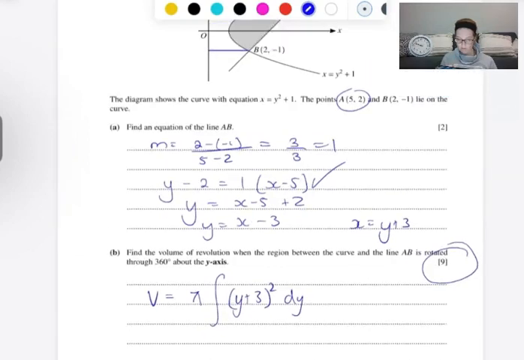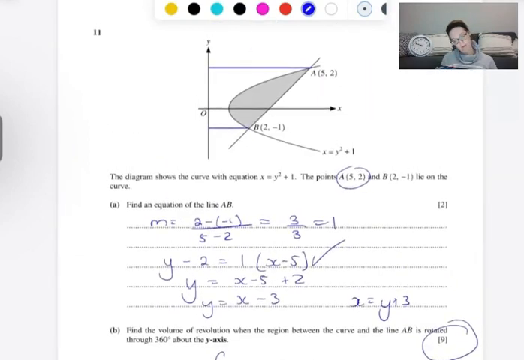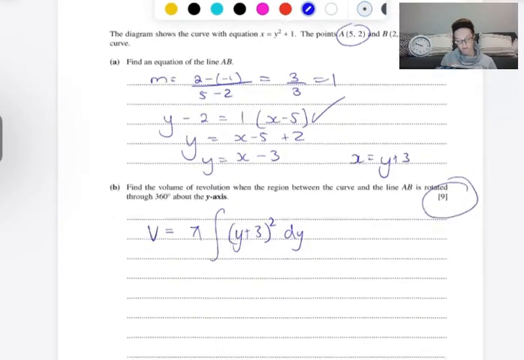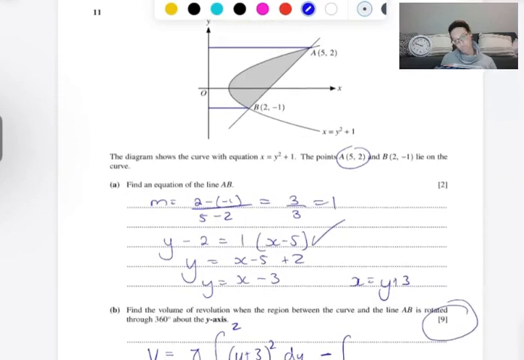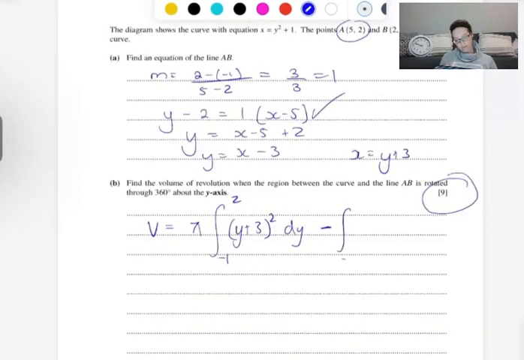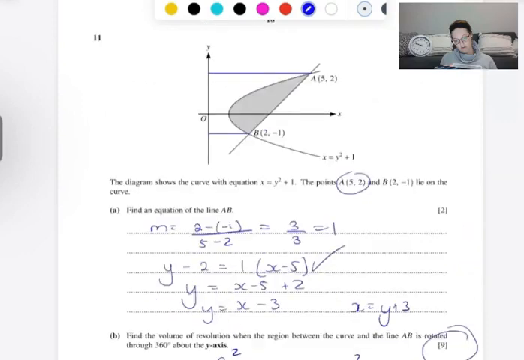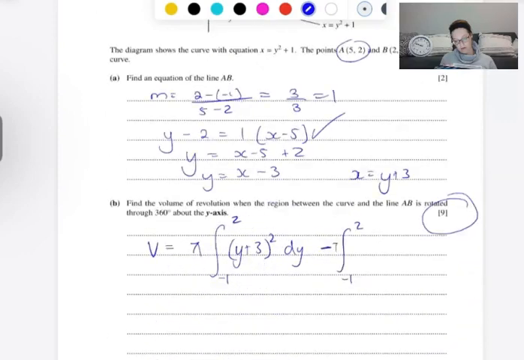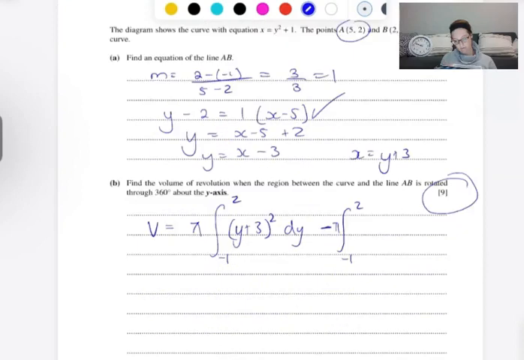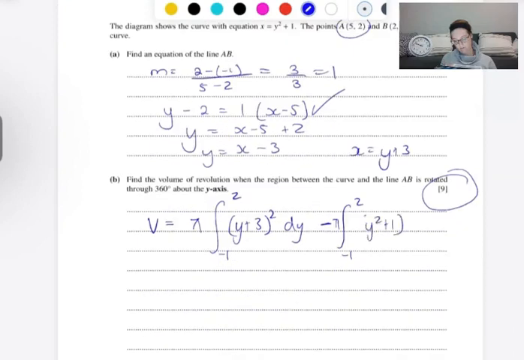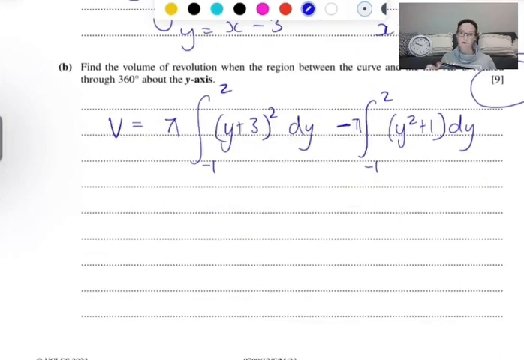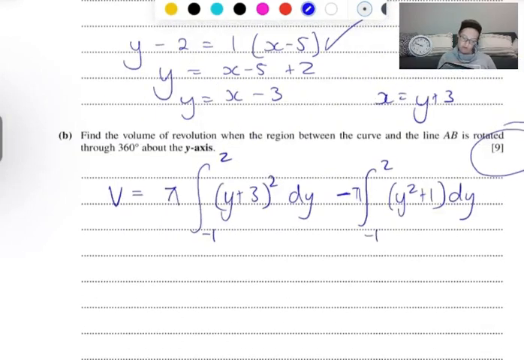Okay, and that's going between -1 and 2. And then I'm subtracting the same boundary, also a pi, and my curve is y squared plus 1. All right, let's go. So keep my pi's. It must also be squared.